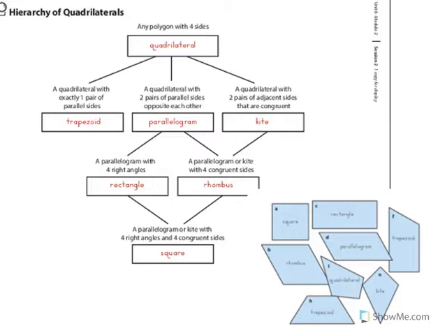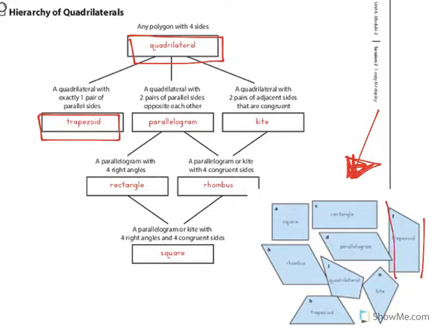As a quick review, here are the quadrilaterals that we should know. Our hierarchy begins at the top. Any quadrilateral is a polygon with 4 sides. So we see all of our lovely polygons here, all of our lovely quadrilaterals, A through G. And then we see that some of them are trapezoids, having exactly 1 pair of parallel sides. So we see here our trapezoid with 1 pair of parallel sides, okay?